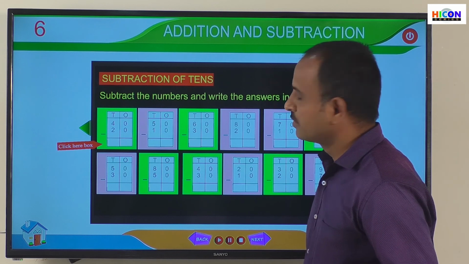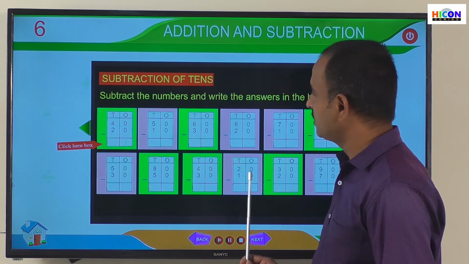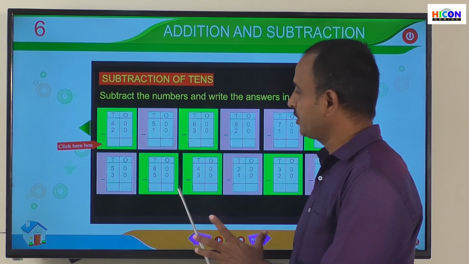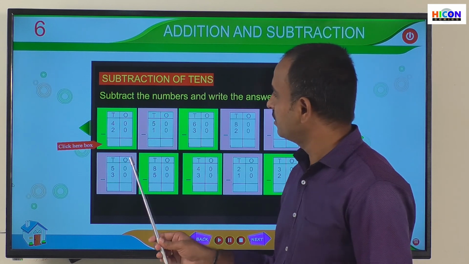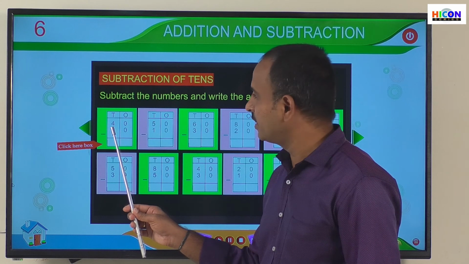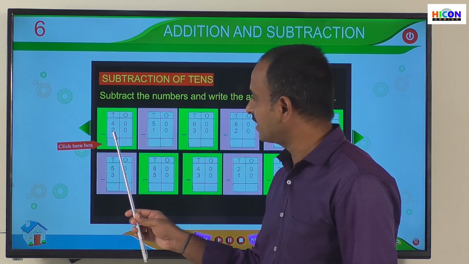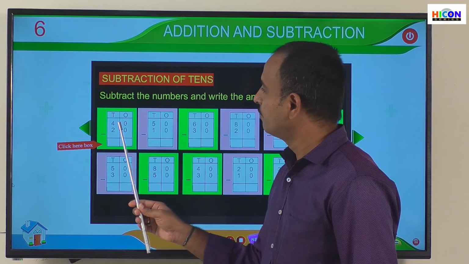So children, here they are given some subtractions. We will practice some subtractions among these problems. Let us see the first subtraction. Here 2 tens are given. What is the first 10 here? 40. And what is the second 10? 20. Now we have to subtract 20 from 40.